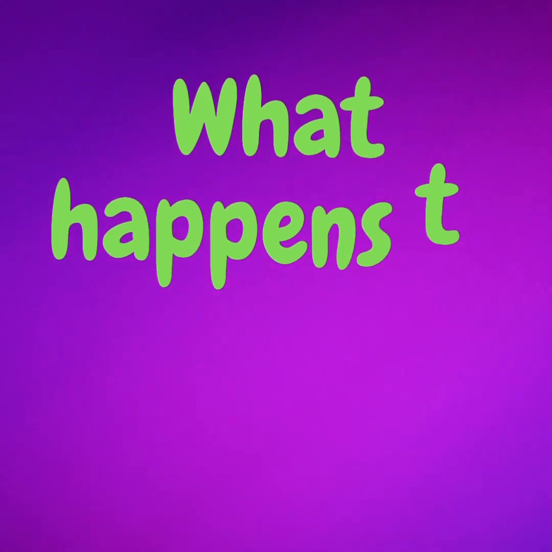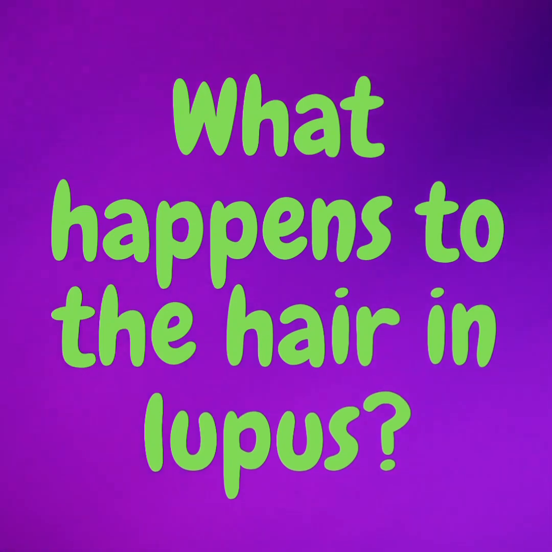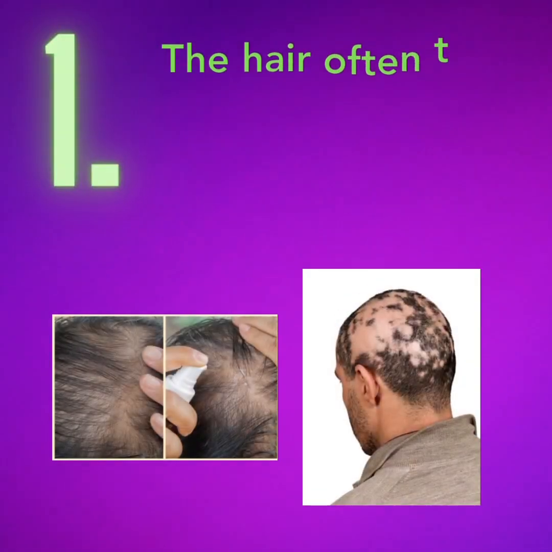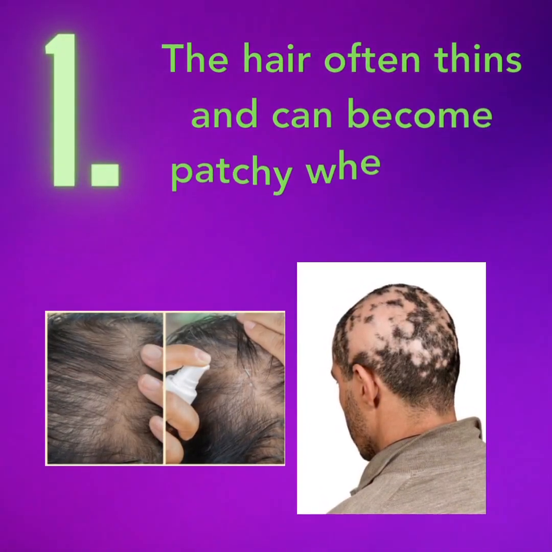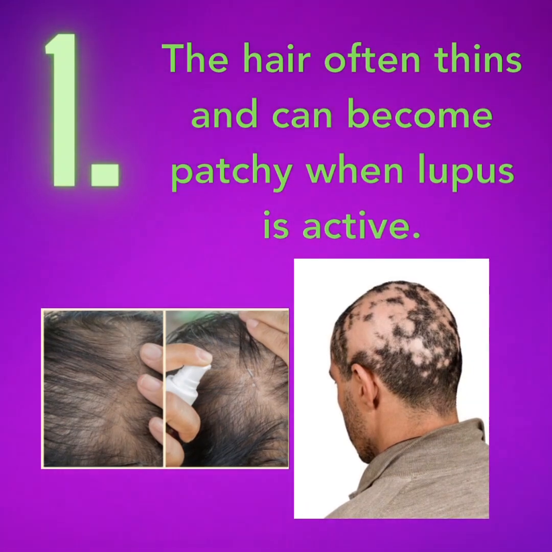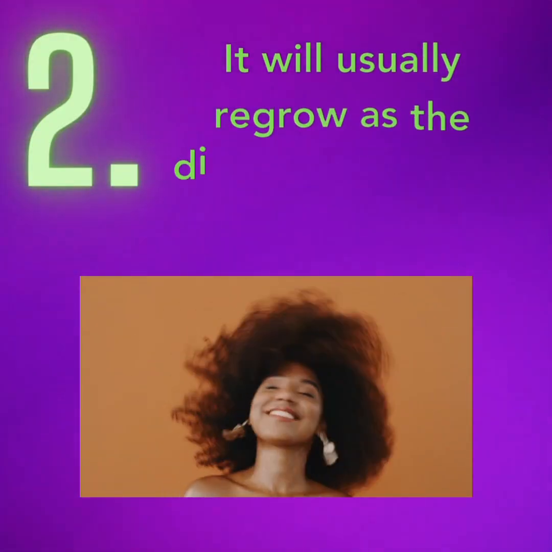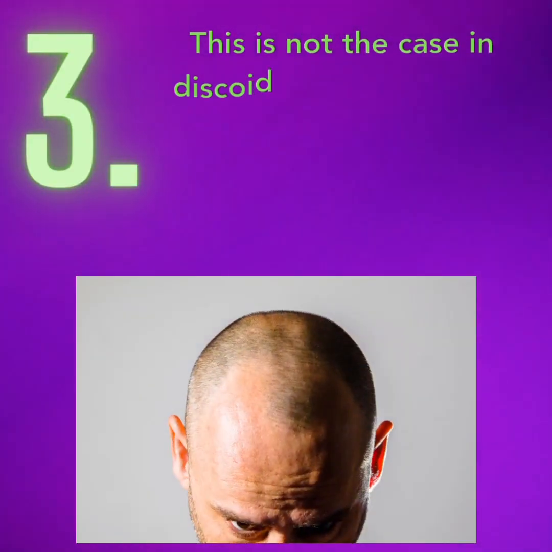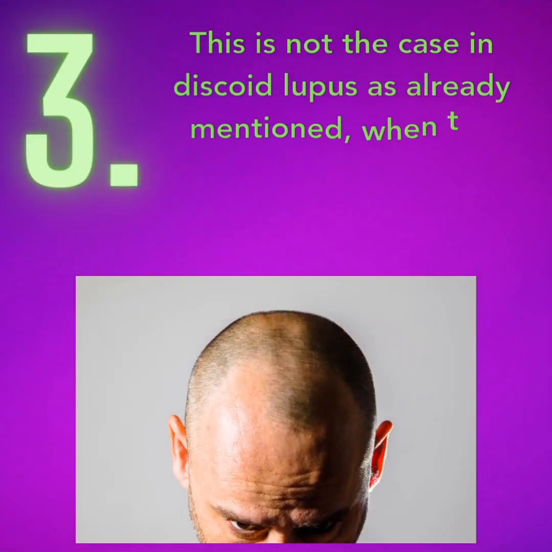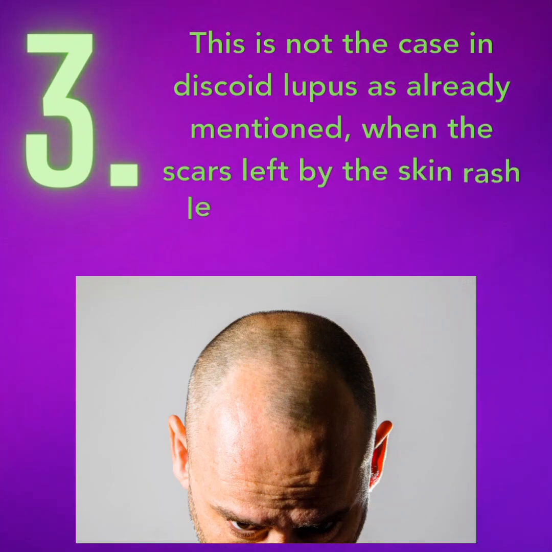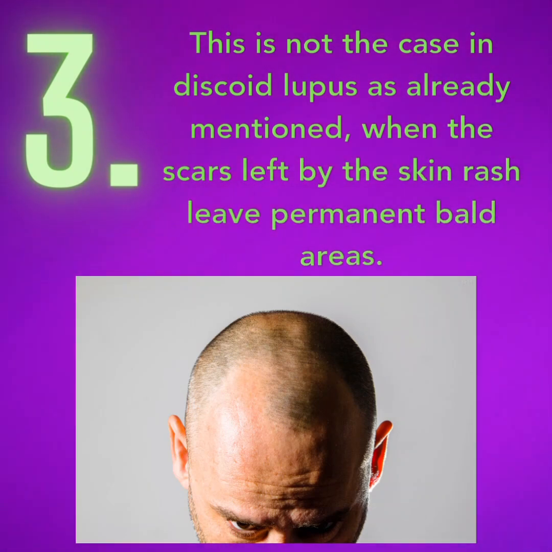Okay, so what happens to the hair when having lupus? The hair often thins and can become patchy when lupus is active. It will usually regrow as the disease is brought under control. This is not the case in discoid lupus, as already mentioned, but the scars left by the skin rash leave permanent bald areas.